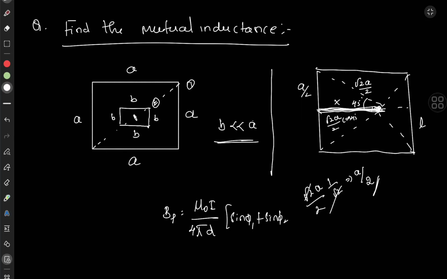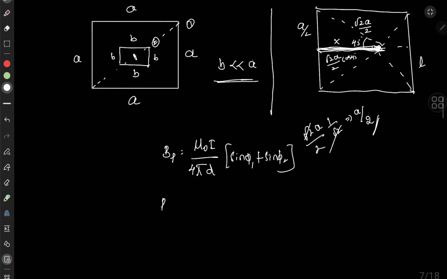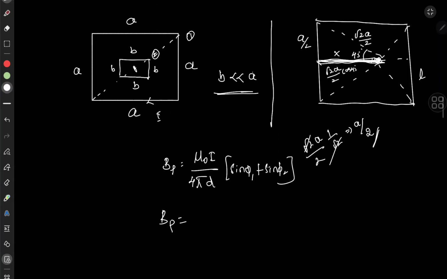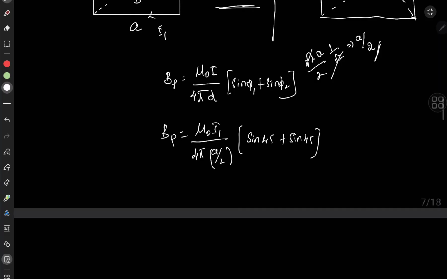So sine phi 1 plus sine phi 2. Now we will substitute. The magnetic field produced by a single rod can be calculated as follows. I1 is the current flowing here. Mu naught I1 over 4 pi, D is going to be a by 2, into sine phi 1, which means sine 45 degree plus sine 45 degree, which gives 1 by root 2, 1 by root 2.